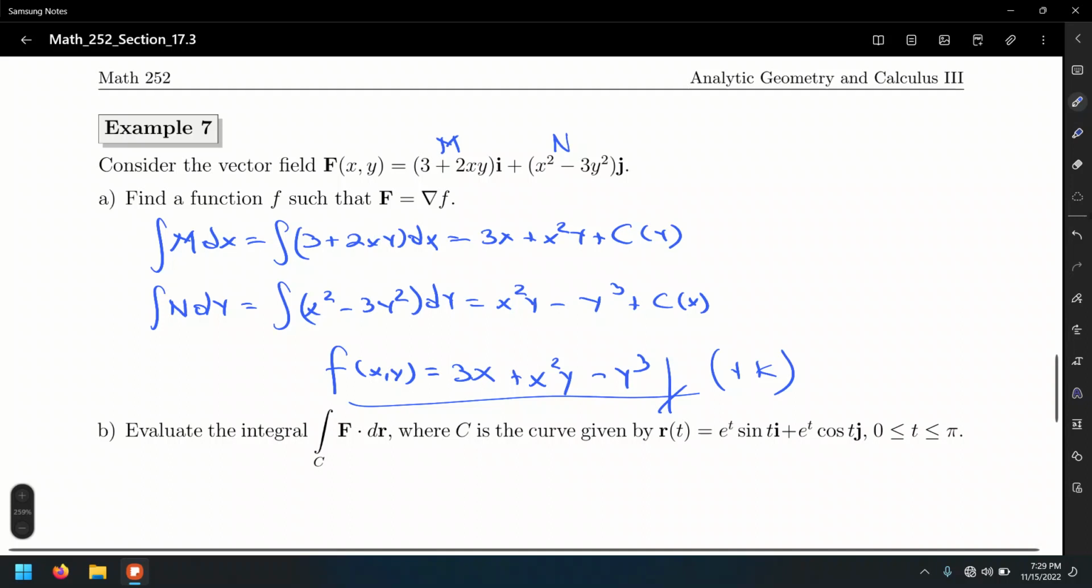All right, so now that we have a function f of x, y, which is the potential function, let's evaluate it over the curve given by this parametric function.